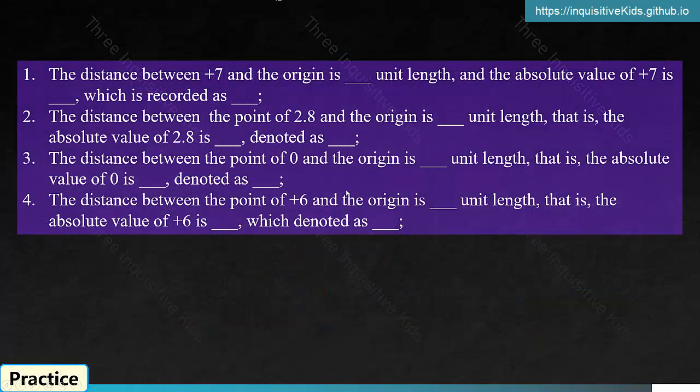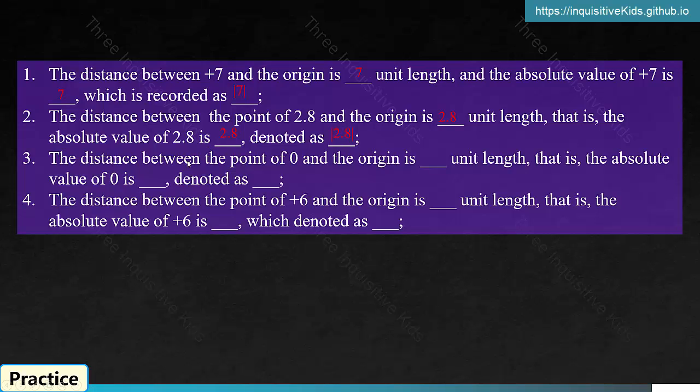The distance between positive 7 and the origin is 7 unit lengths, and the absolute value of 7 is also 7, recorded as this. The distance between the point of 2.8 and the origin is 2.8 units of length. That is, the absolute value of 2.8 is 2.8, written as 2.8 with the lines on the side.